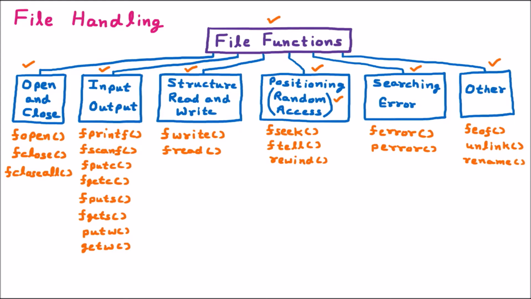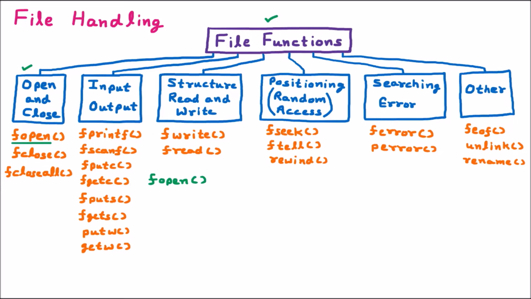Now we are learning all the functions one by one. In the file functions, the first category is open and close functions. Here the first function is fopen. This function is used for opening an existing file, or if the file is not there, it can create the new file.